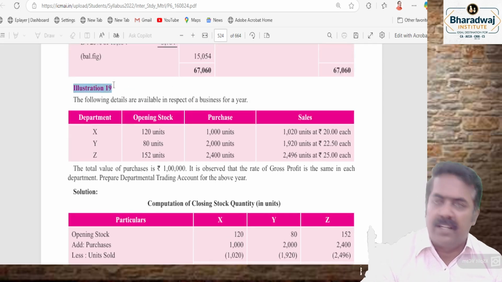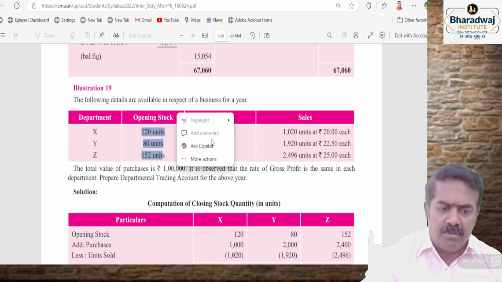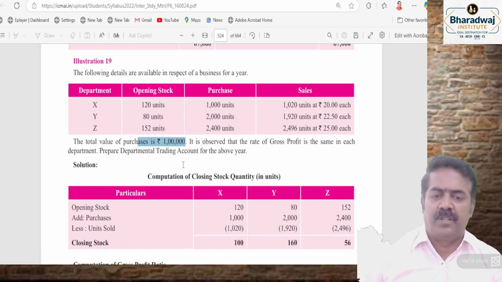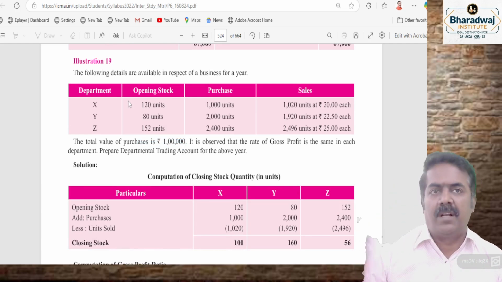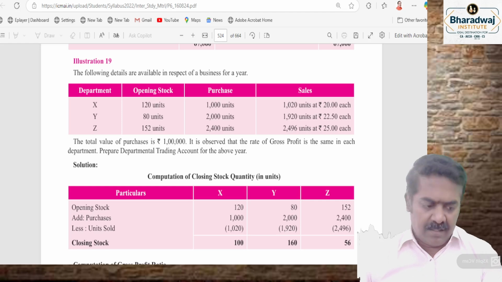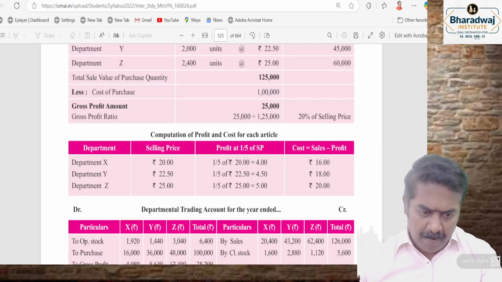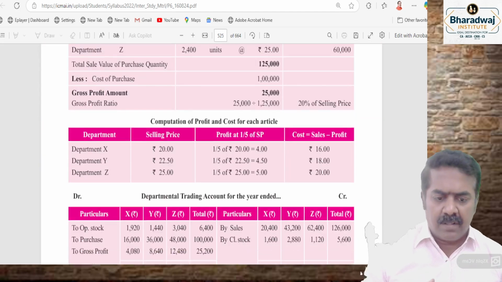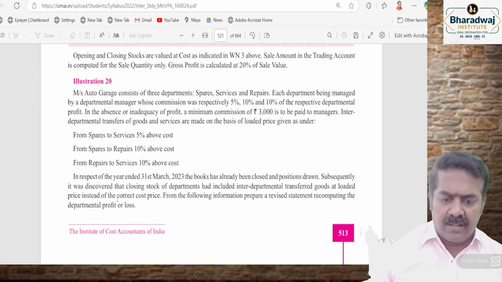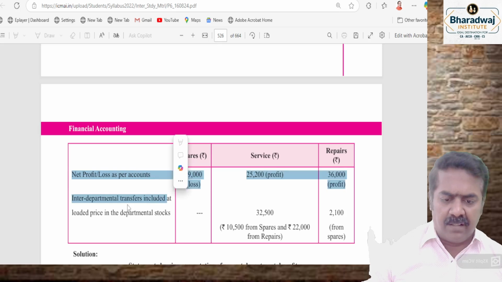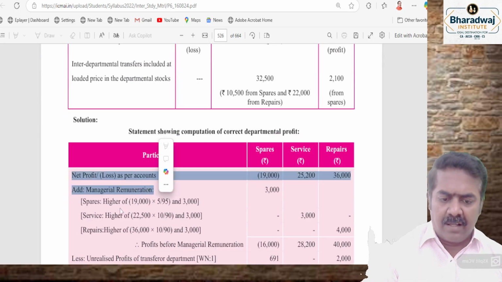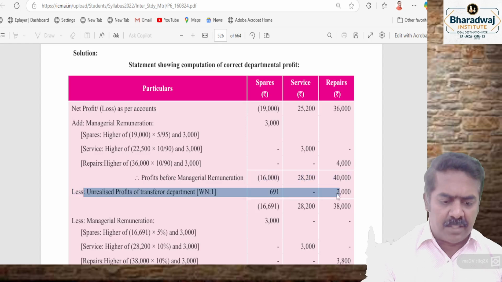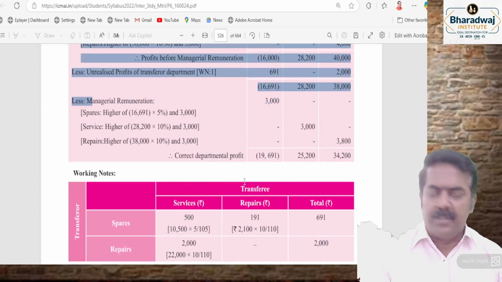This is the first question we have done in class. Opening stock, purchases, at a total cost something we will work out gross profit ratio and find out the market. First question in our departmental accounts. Illustration 19. This you must go through. Then we would have done this question and the rectification of errors. Okay, we would have done this. Net profit given. Add back what? Add back wrong commission. We'll eliminate unrealized profit and we'll find out which one. Correct commission.